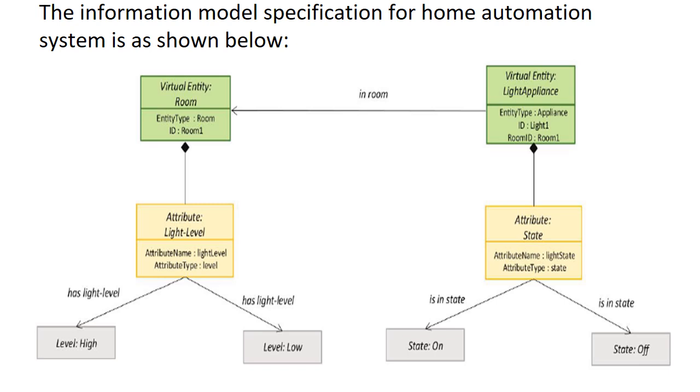The virtual entity is a room, the entity type is room, and the ID is room 1. The attributes are light level and another attribute, state. And there is a relationship between the light level and the state in the information model specification.